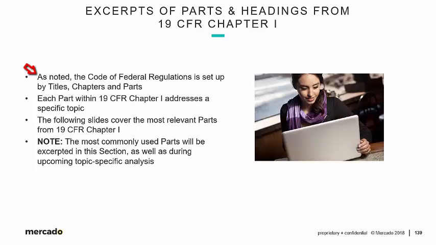As noted, the Code of Federal Regulations is set up by titles, chapters, and parts. It is our job to understand how that structure works and what topics are found where, by title, by chapter, and part. The reason why we need to have that structural understanding is best said in bullet 2. Each part within 19 CFR Chapter 1 addresses a specific topic.